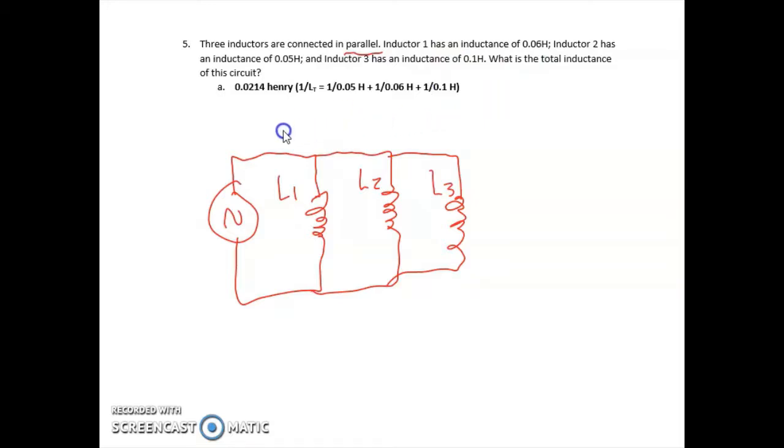And so total inductance LT equals 1 over 1 over L1 plus 1 over L2 plus 1 over L3. And if you do the math, it's 0.0214 henries.